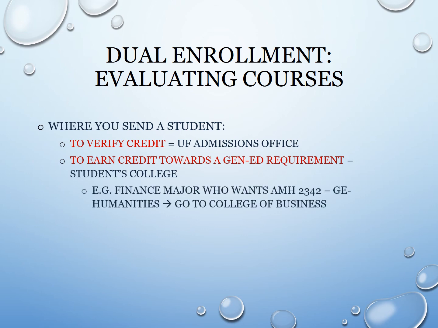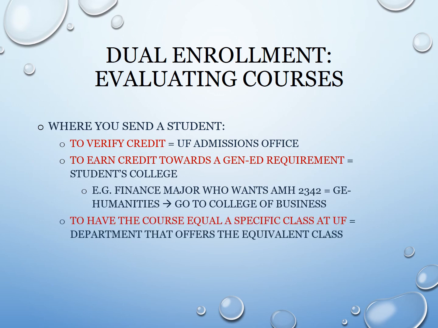So what I mean by that is, let's say you have a finance major who took AMH 2342, or they have AMH L0000 from, let's go back to Duke University, but they really want that class to count as a gen ed humanities. They're going to go to the College of Business. Your natural thought might be, well, it seems like it's AMH, that's a history class, they should go talk to Liberal Arts and Sciences. No, their college, which for finance is the College of Business Administration, is going to be the one that determines general education credits and how they're awarded towards their degree. So in this situation, the student would go to the College of Business.